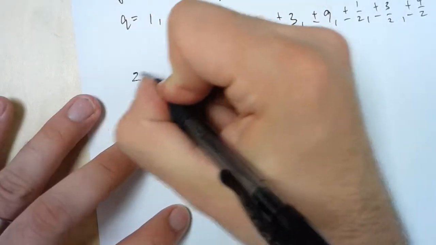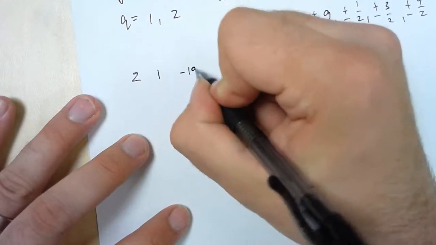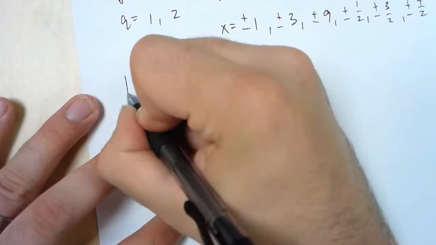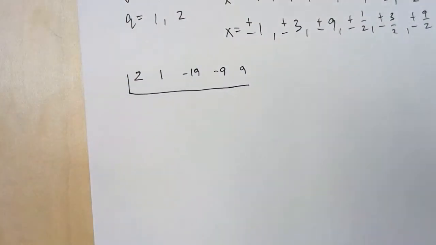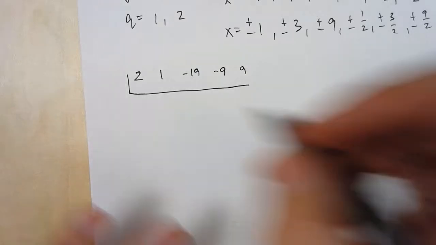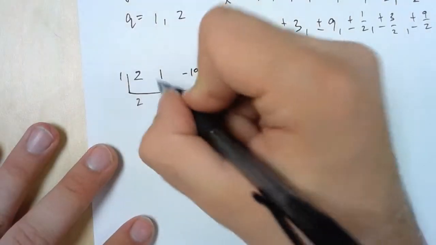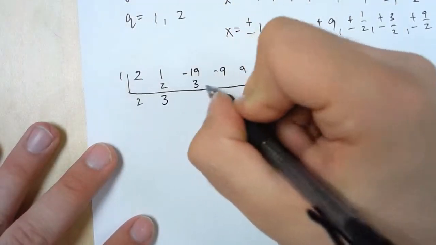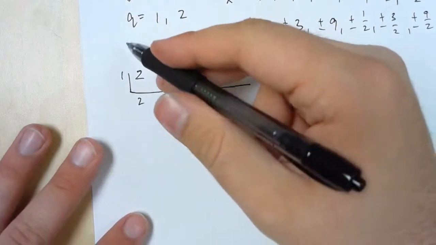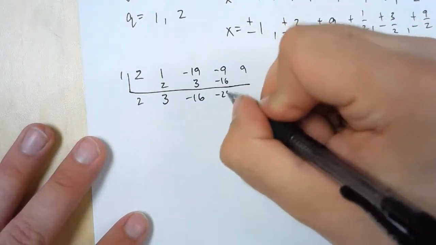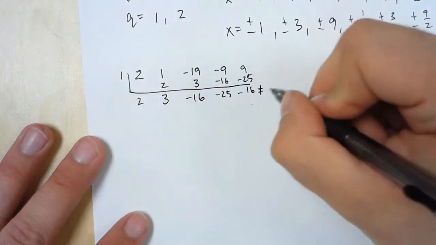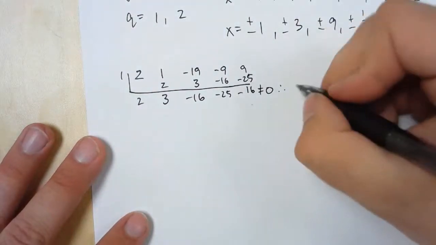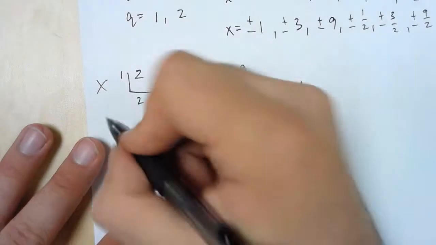Okay, so our coefficients, 2, 1, negative 19, negative 9, and positive 9. So when we get a polynomial like this is where doing all of these is really going to help us. So let's start with positive 1, because I always like to start there. 2 is 2, is 3, is 3, is negative 16, is negative 16, is negative 25, is negative 25, is negative 16, which is not equal to 0, therefore not a solution. Okay, let's try negative 1.